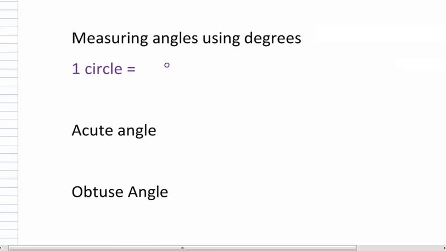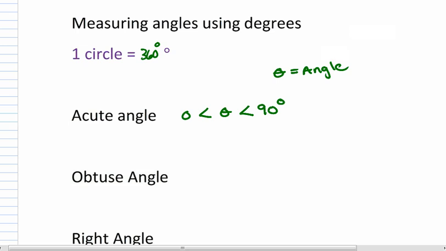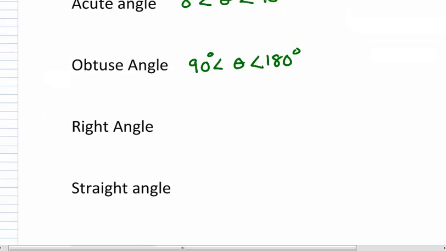So, measuring angles using degrees. Well, one circle equals 360 degrees, as we just talked about. An acute angle is any angle that is between 0 and 90 degrees. And when I say theta, that just means the angle. So any angle between 0 and 90 degrees is an acute angle. Any angle between 90 degrees and 180 degrees is obtuse. Any angle that is just 90 degrees is a right angle, and any angle that is 180 degrees is considered a straight angle. So that is how we classify angles using degrees, and you remember that from geometry.